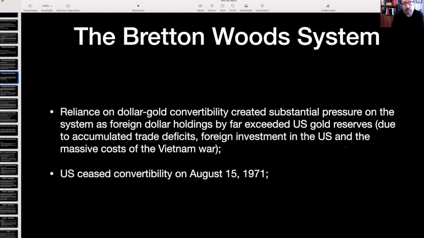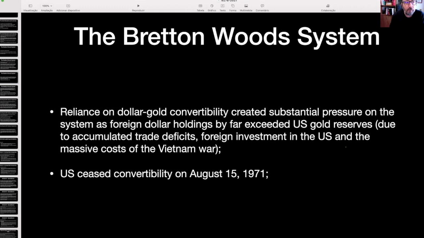So the system really relied for its growth on the ability of the United States to continue to incur trade deficits. Now, the problem with the trade deficit is that it only lasts as long as other countries are willing to accept your currency, in this case, the United States dollar.